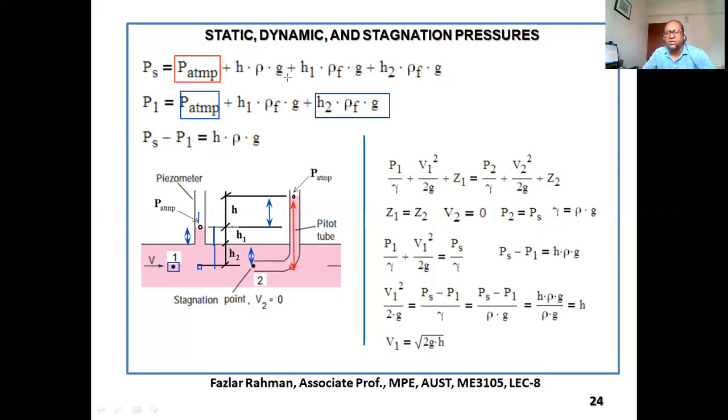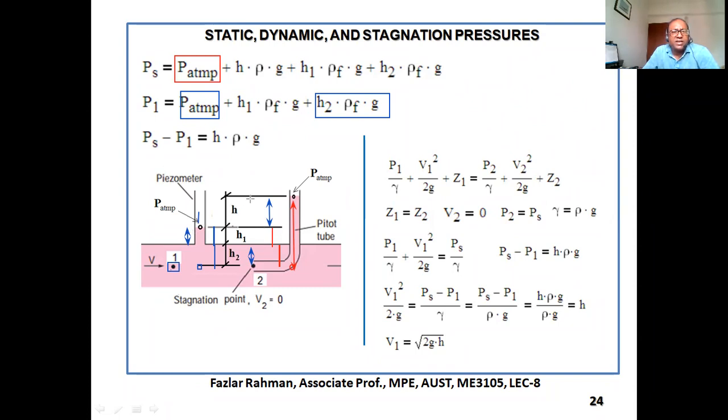Okay, the manometric fluid. It's the same fluid, we can say this one also F. So we are coming from here to here, through this down H. Then you come down from here to here, distance H1 rho F G. Then coming from here to here, H2 rho F G.